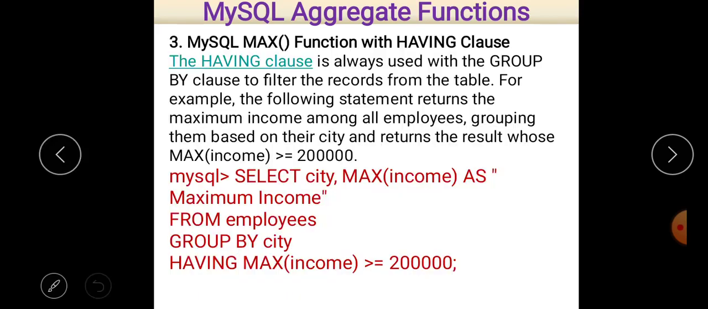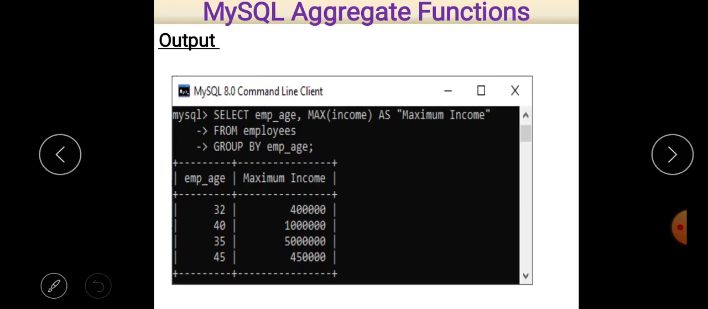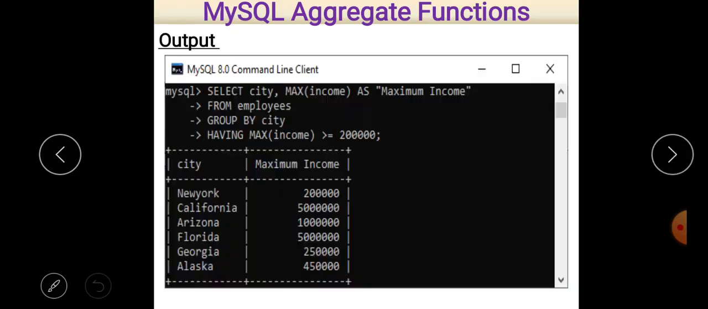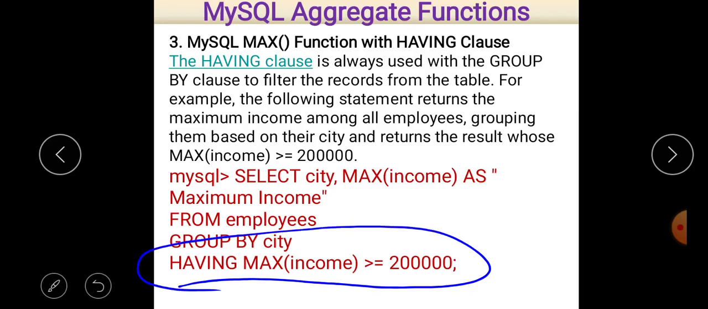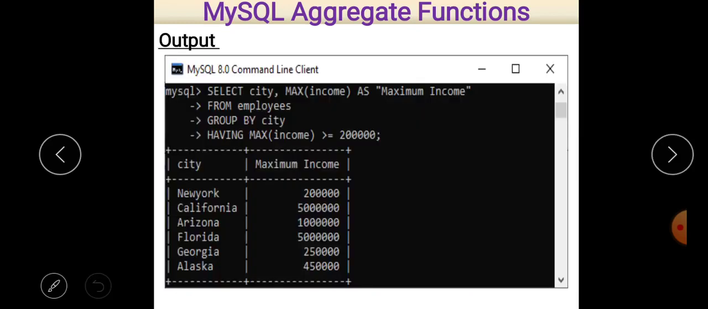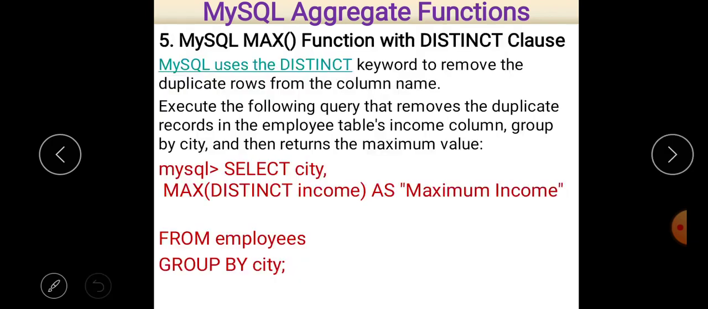And after that, you can see that we formed a group on the basis of city. So different city names are there, and these city names are New York, California. Okay, these are the different city names, appearing only one time because we formed a group here. And also there is a condition on a group, and that condition is maximum income greater than 2 lakhs. So you can easily see here that only those groups are displayed which have maximum income greater than 2 lakh.